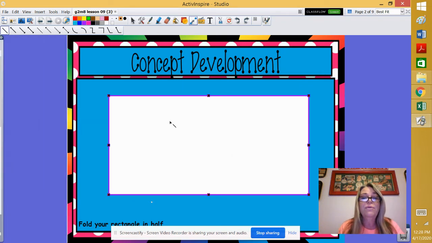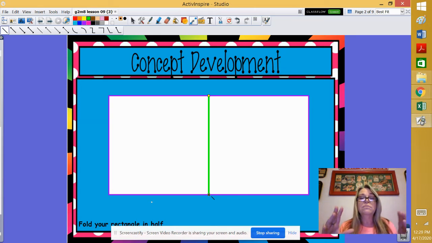On your screen, you have a rectangle. Well, how can we partition? Partition means separate into parts. How can we partition our rectangle into 2 equal parts? Well, one way, we could cut it down the middle. And if you have a piece of paper at home, you can cut out a rectangle piece of paper and fold it in half this way and see, are both sides the same size? All right. But is this the only way we could partition this rectangle into halves?